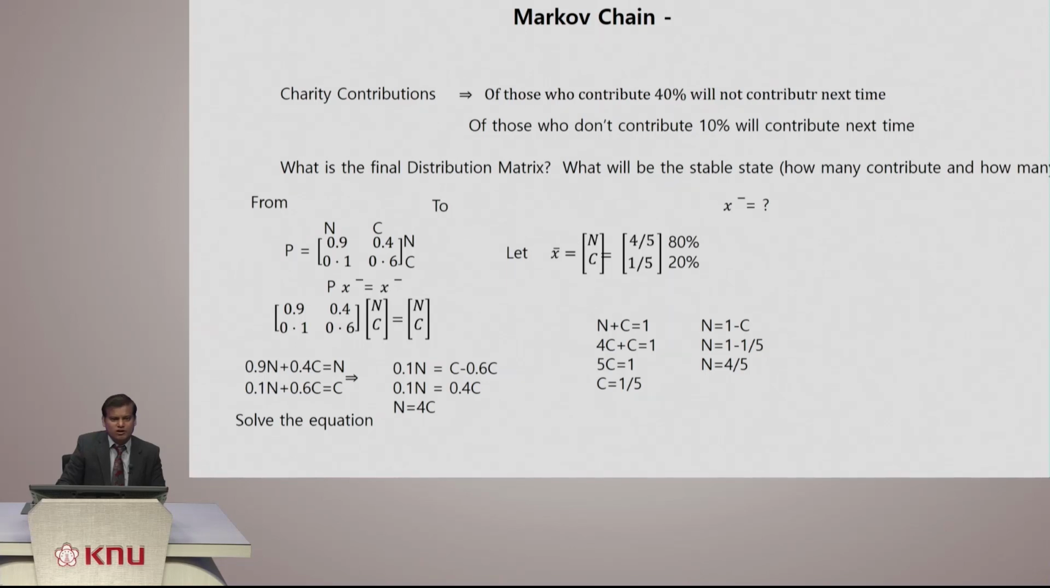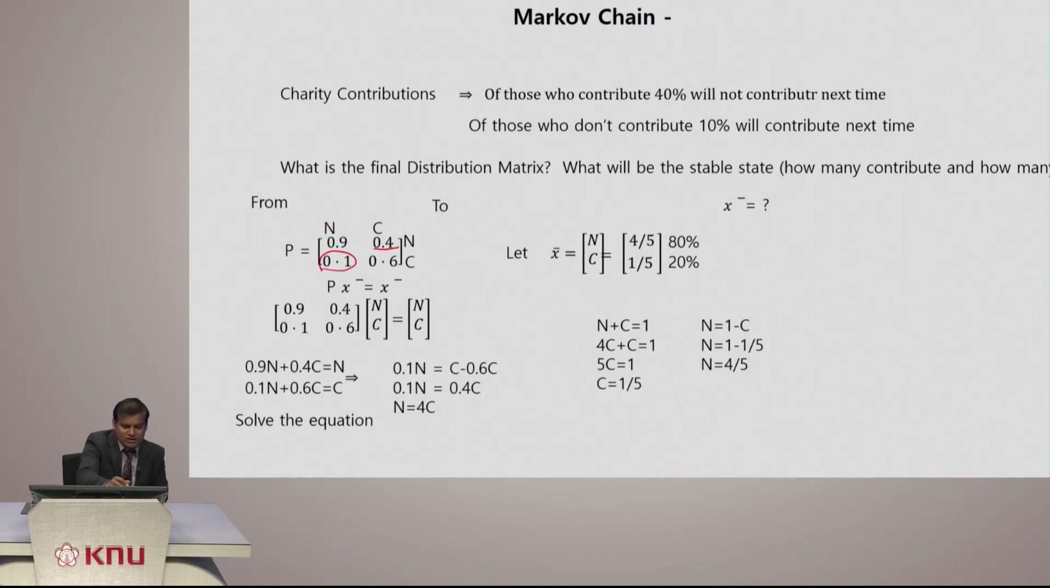Okay, with respect to this Markov chain, we are going to look at a couple of examples. The first one is charity contribution. Of those who have contributed to the charity, 40% will not contribute next time, and for those who don't contribute, 10% will contribute next time.